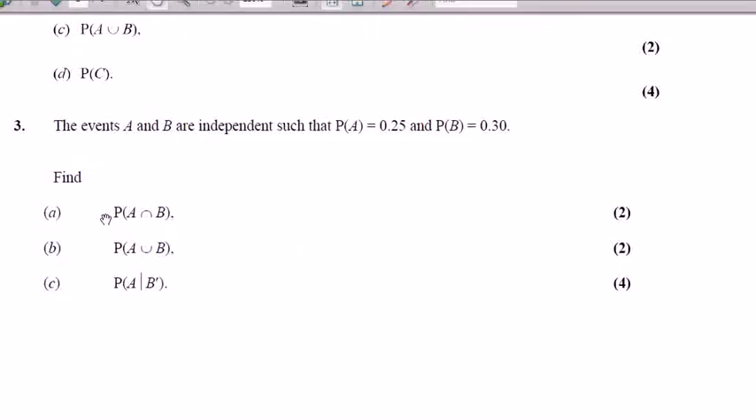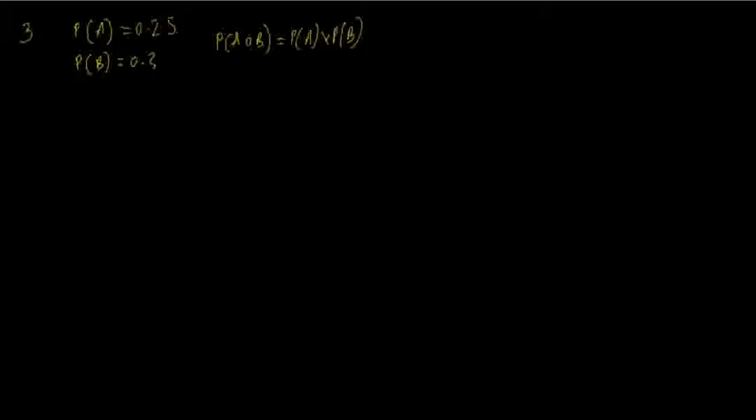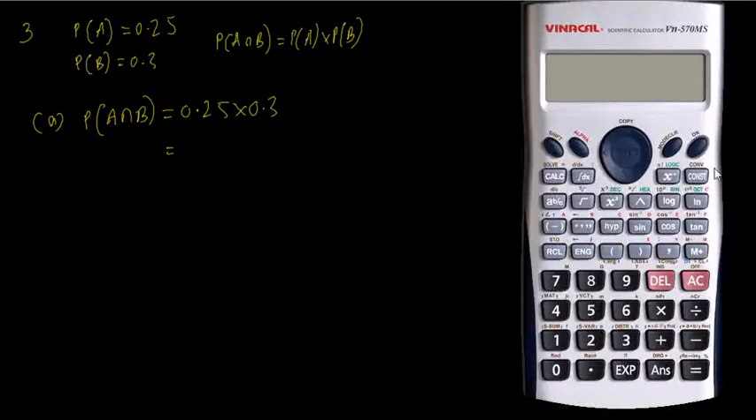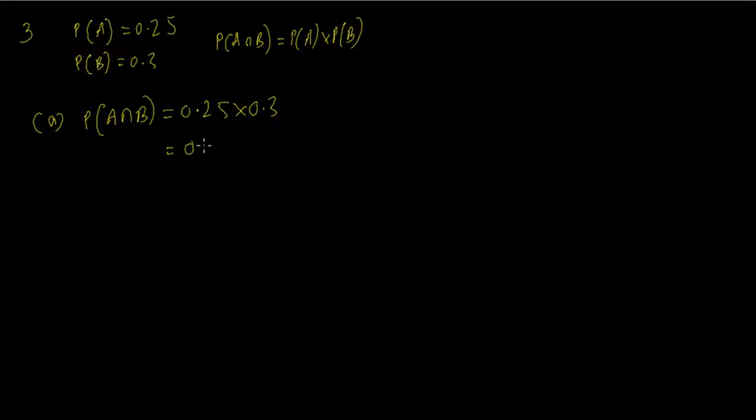The first question is find A intersection B. So probability of A intersection B is going to be, since they are independent, probability of A multiplied by the probability of B. 0.25 multiplied by 0.3 is going to be 0.075.